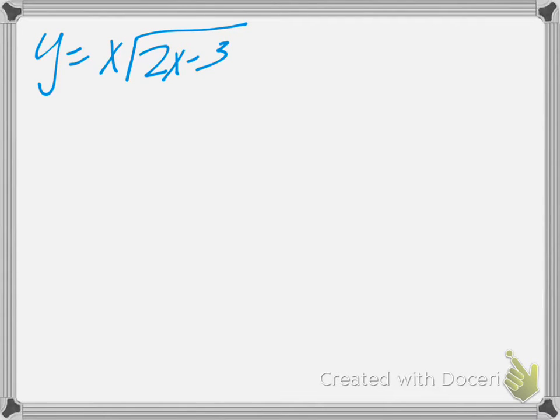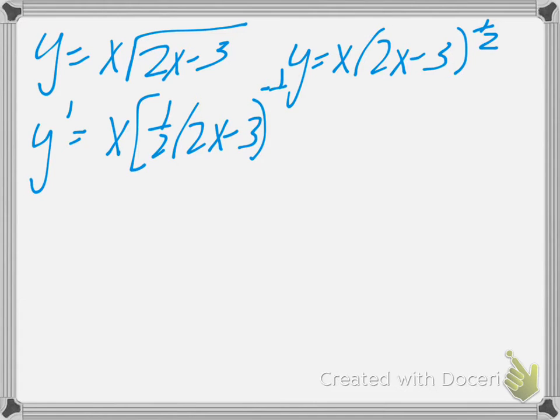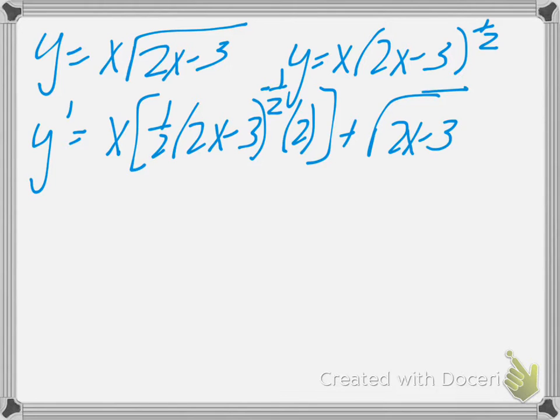Okay, first I'm going to start with the answer for today's quiz. So you needed to rewrite this as this. Okay, and then you're going to use a product rule. The first times the derivative of the second plus the second times the derivative of the first, which is just 1. Okay, so if you simplify this, you should get this.